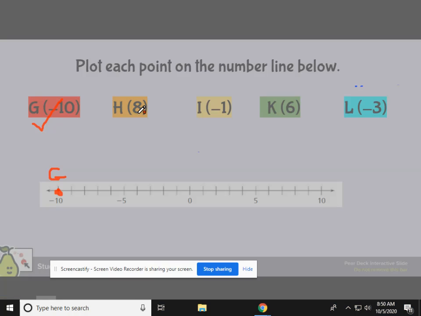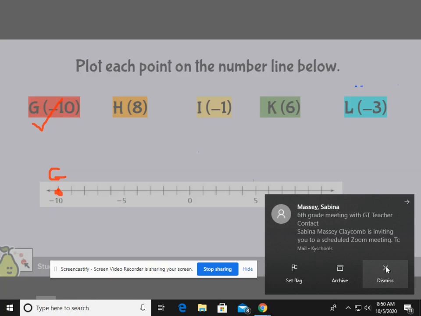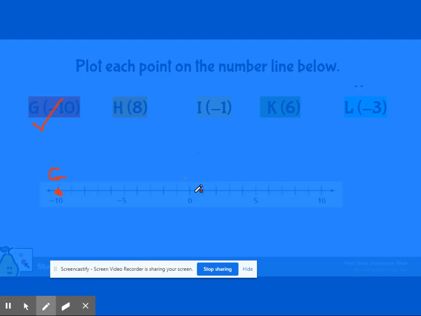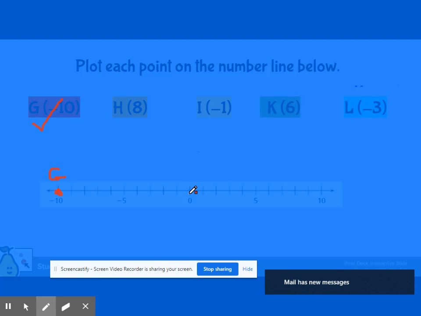So 8, +8. Well, let's just count: 1, 2, 3, 4, 5, 6, 7, 8. This is where 8 should be, so I'm going to put an H. Okay, -1 is negative, so it goes behind 0, just one space behind 0. That's I. 6, well, here's my 5. It should be 1 after 5 because 6 comes right after 5.